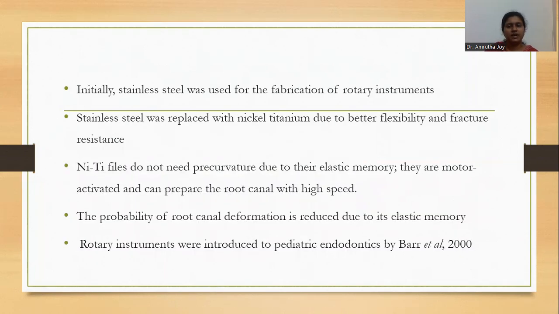Initially, the rotary files were fabricated with stainless steel, but later on it was replaced with nickel titanium due to better flexibility. Nickel titanium files do not need precurvature because of their elastic memory and shape memory. And they can be activated and prepare the root canal at a high speed. The rotary instruments were introduced in pediatric endodontics by Barr et al. in 2000.